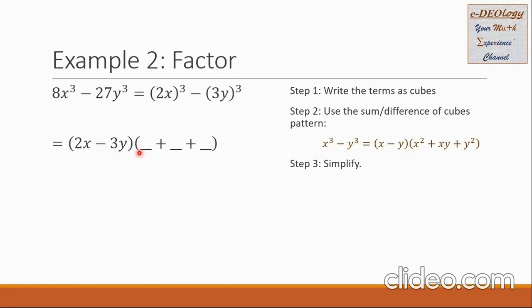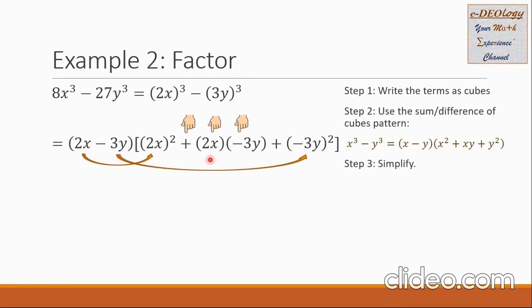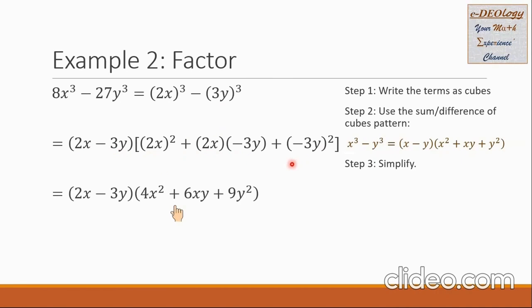For the trinomial, the first blank is reserved for the square of 2x. The last term is reserved for the square of this negative 3y. Look at the middle term. I am going to multiply the 2x and the negative 3y here, but later we should write the opposite sign. If I multiply a positive by a negative number, of course the sign will be negative. But based on the pattern, I should write the opposite sign. So going to step 3, I will now simplify.